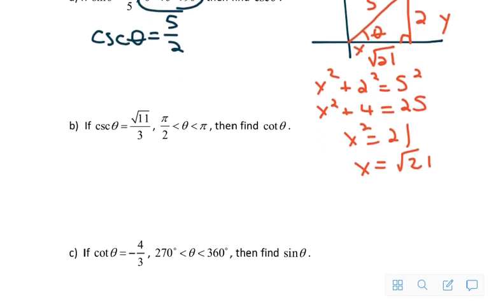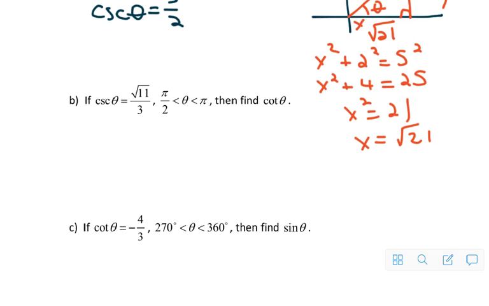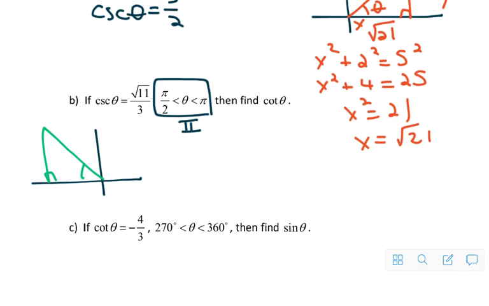In problem B, the cosecant of an angle is the square root of 11 over 3, and theta is going to be between pi/2 and pi. We want to find the cotangent. Cotangent, not the reciprocal of cosine. So first of all, I'm in quadrant 2. So I'm going to draw a picture of a triangle in quadrant 2. And then here's theta.